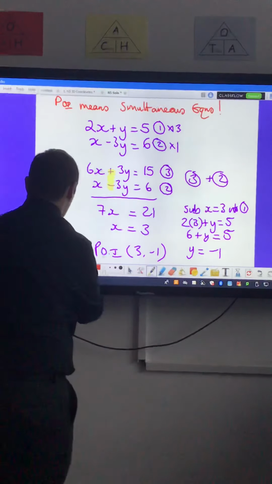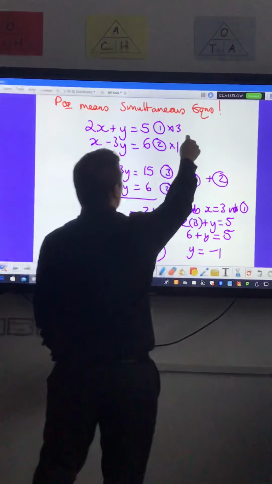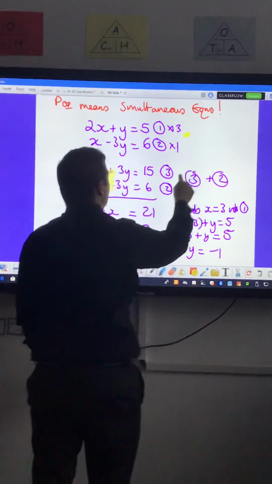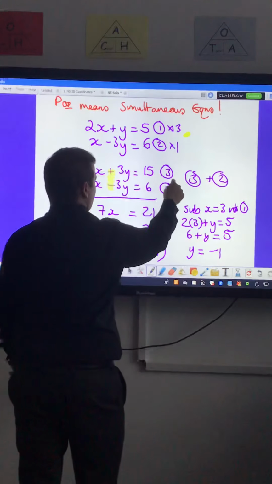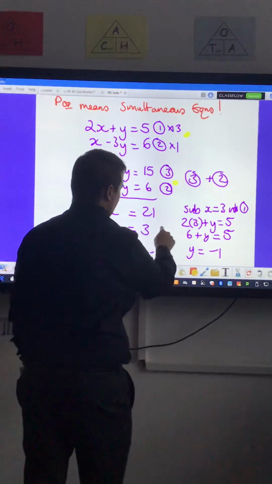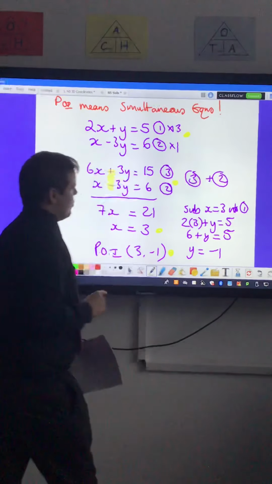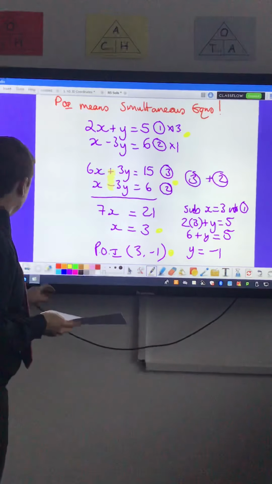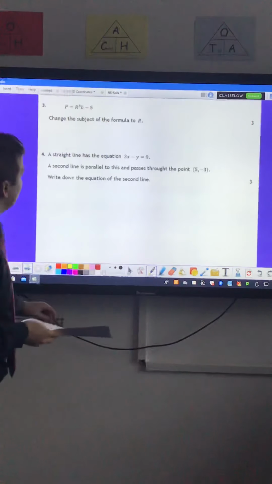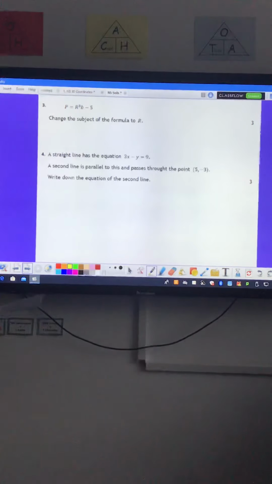Marks for that question, you will get 1 mark for knowing to use simultaneous equations. You'll get 1 mark for scaling your equations, 1 mark for finding your x, and 1 mark for your y written as a coordinate. Okay, question 3, very straightforward. Question 4, quite a tricky one as well.